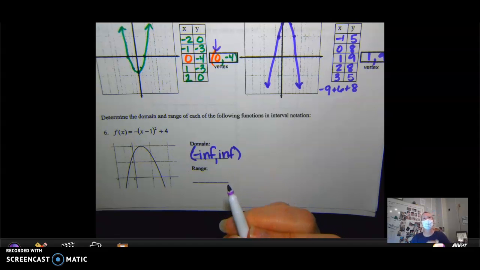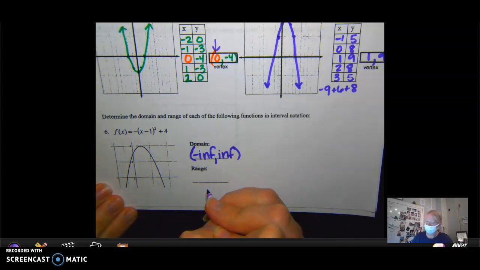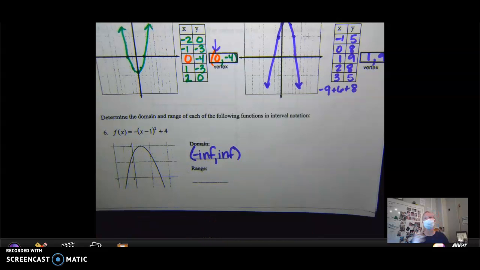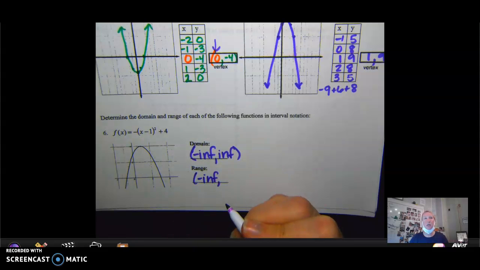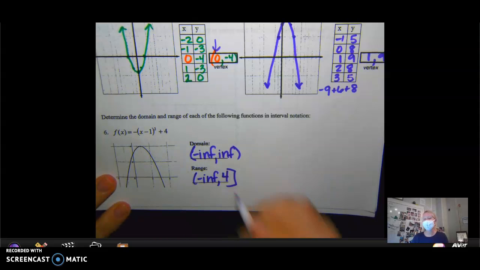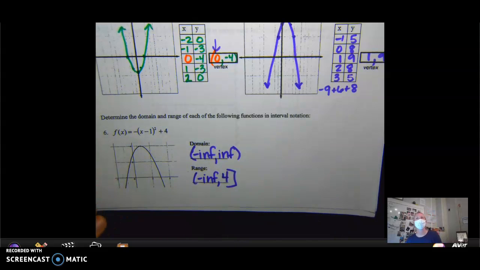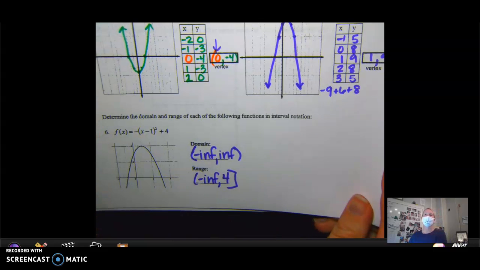Now range. Range is your y value going up and down. So does it start down and go up, or does it start up and go down? So it goes down. So what's the smallest value you're going to have here? What does it go down to? And what does it go up to? 4 gets a bracket. Again, no spaces. Make sure you have a bracket around your number. Okay? Any questions? All right, next page.